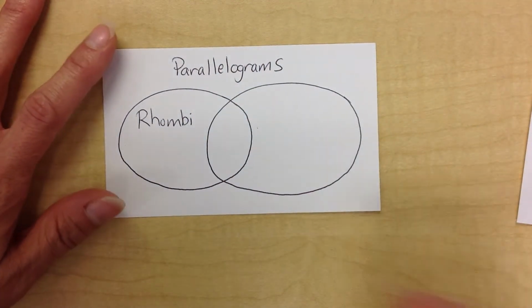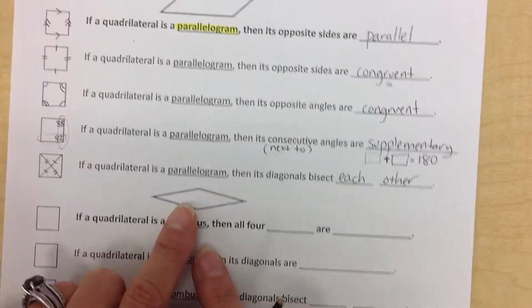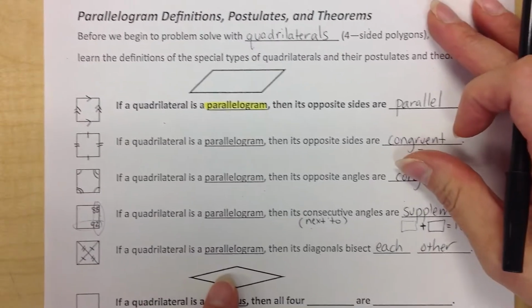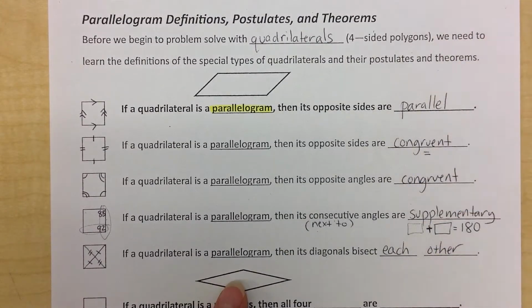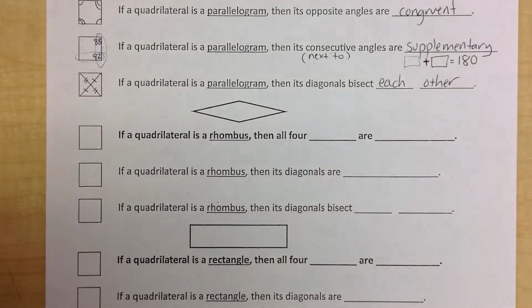So what does that mean? Well, it means that when you know something is a rhombus, you actually know that all the properties of the parallelogram are going to be true. But in addition, you're going to have some more tools to use for a rhombus.